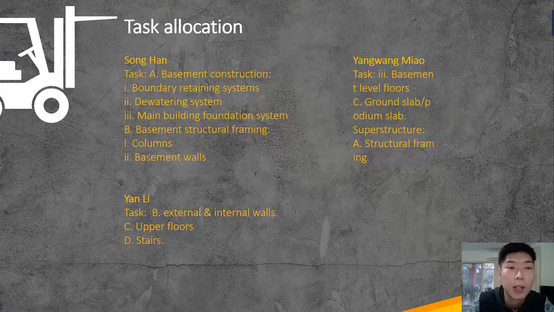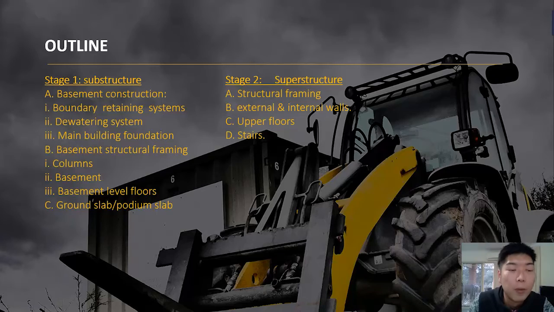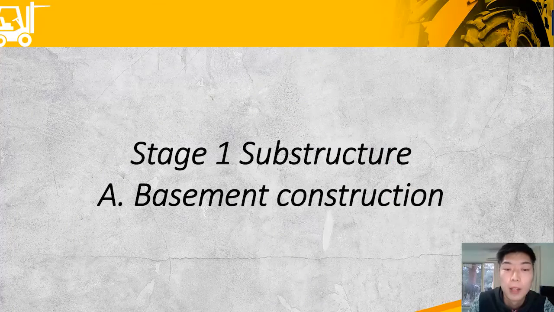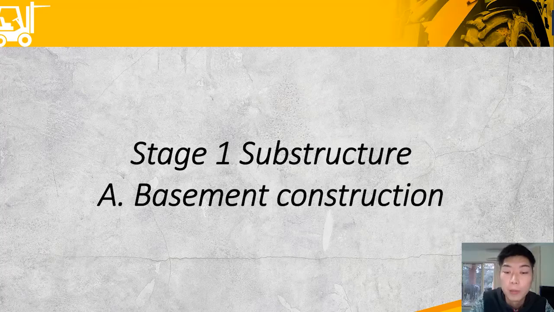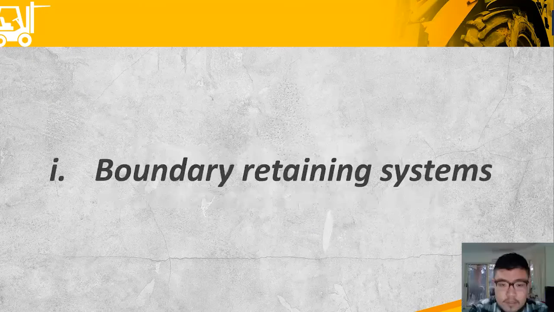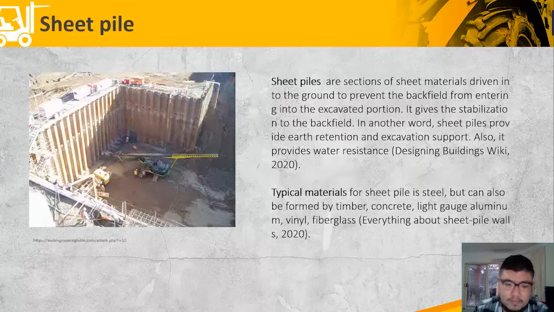This is our task allocation. And we basically explain from substructure and superstructure. Next, Song will explain the basement construction process. So the first component is the boundary retaining system.